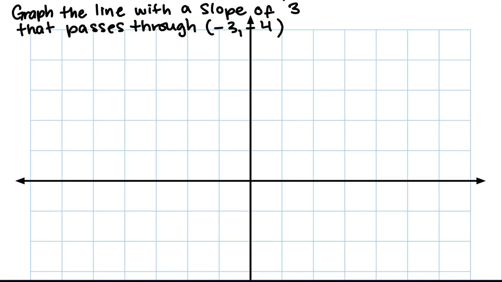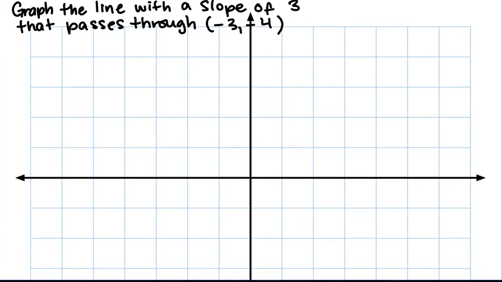What about graphing lines using a point and a slope? It says graph the line with a slope of 3 that passes through -3, -4. So the first thing we want to do when we graph lines using a point and a slope is use the point that they give us. So they gave us -3 and -4. So we're going to find that on our graph.